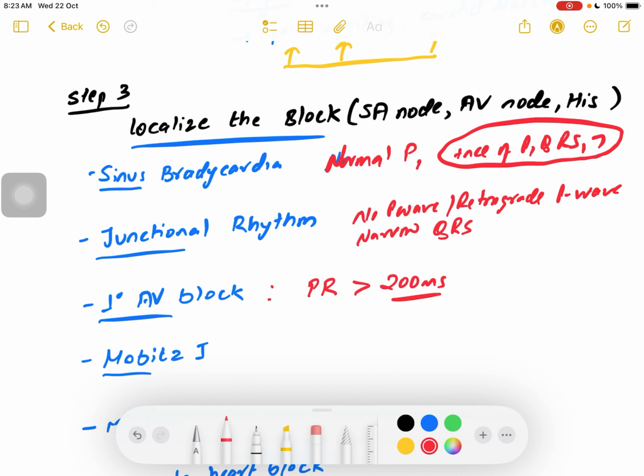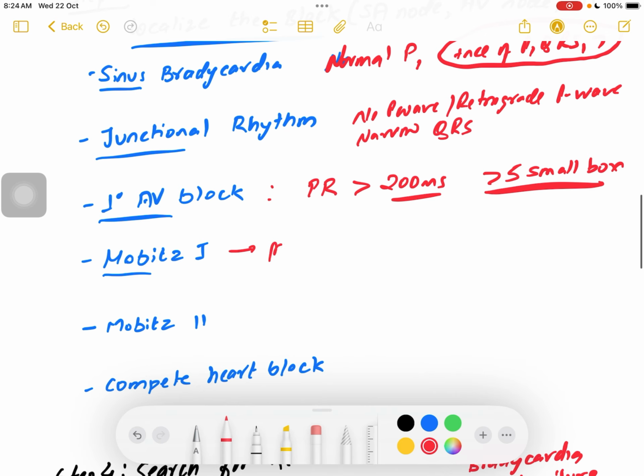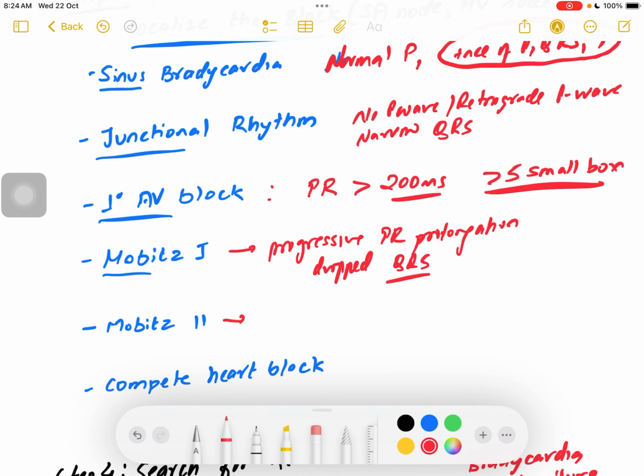Sinus bradycardia means there is a normal P wave, and there can be a prolonged RR interval. If there is a normal P, QRS and T wave, then that is called sinus bradycardia.